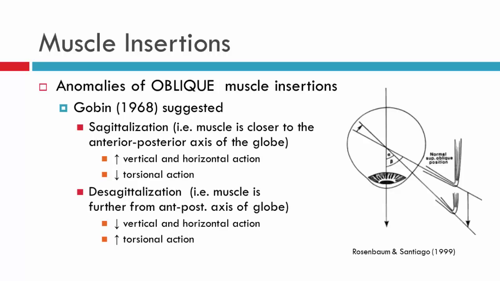Now let's move on to anatomical anomalies. If we have extraocular muscles inserting on the globe in an anomalous position, it can be expected that the action of that muscle will alter. If we look at the obliques, Gobin in 1968 indicated that if the obliques insert closer or further away from the anterior-posterior axis, then we can expect changes in its action.